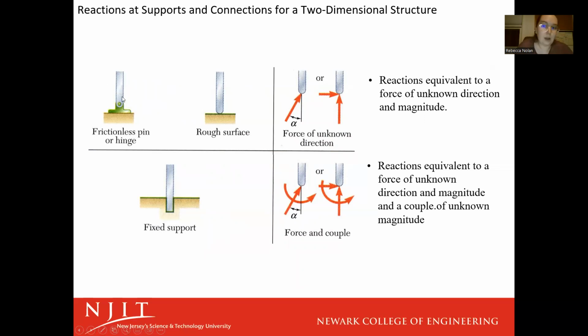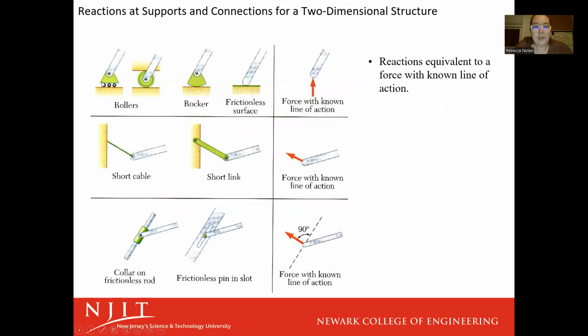If we tried to pull this up, it wouldn't go because this pin would prevent it. If we tried to pull it sideways, it wouldn't go. But what it will be able to do is it'll still be able to rotate freely. So in that case, we have a constraint on our x-axis, we have a constraint on our y-axis, but we have freedom about the moment, or rotational freedom, in this area. Same thing with a rough surface, but most of the time we'll see a frictionless pin.